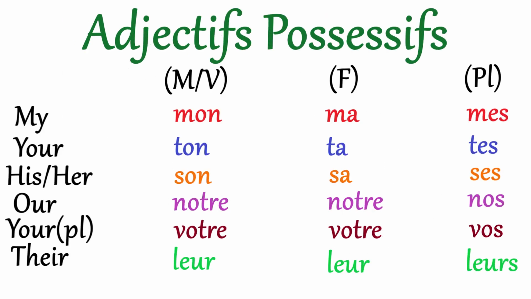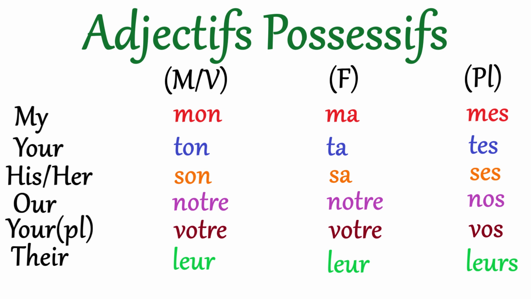So here we have the list of possessive adjectives which we are going to use in the following sentences. For my, it is mon, ma, mes. For your, it is ton, ta, tes. For his and her, it is son, sa, ses. For our, it is notre, notre, nos. For your, for plural cases also, it is votre, votre, vos. For their, it is leur, leur, leurs.